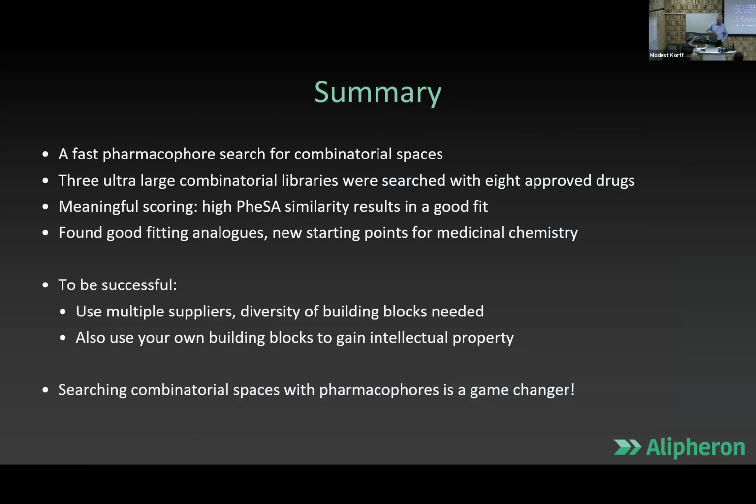So we can summarize. We now have a fast pharmacophore search, which takes around 5 to 10 hours on a desktop computer for one target in the Enamine space with 38 billion molecules. And we searched 3 ultra-large combinatorial libraries with 8 approved drugs.